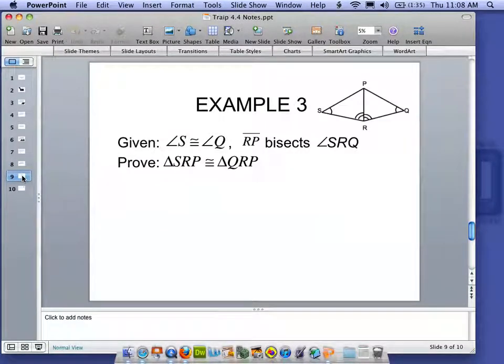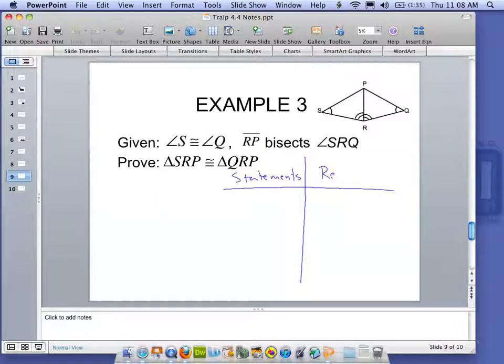Okay, so now we're going to apply this to a proof. So we have some given information, and we're trying to prove that the two triangles are congruent. So I'm going to set up my T with my statements on the left and my reasons on the right. And I'm going to go step by step.